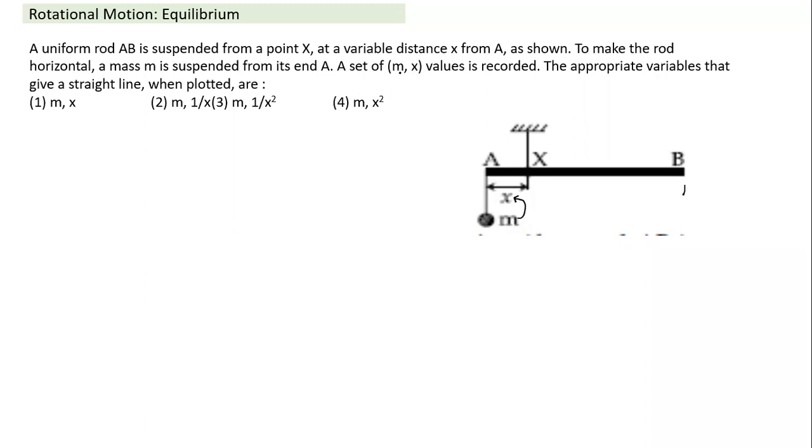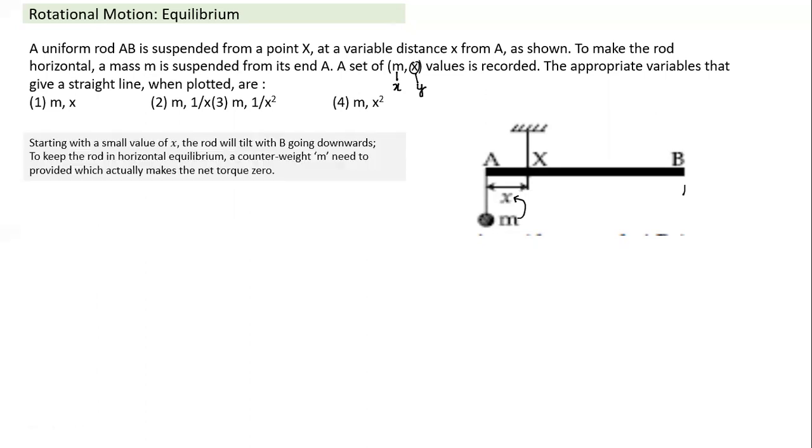So which two quantities should I plot so that the plot is a straight line? Should I plot m against x, m against 1 by x, m against 1 by x square, or m against x square? Basically one of the quantities I take on the x coordinate and the other as y, and they should form a straight line, of the form y equals mx plus c. So first I need to find the equation between m and x, then I'll see how the linear relationship is formed.